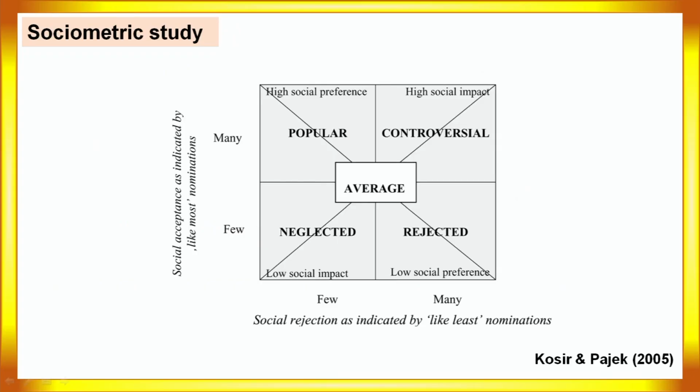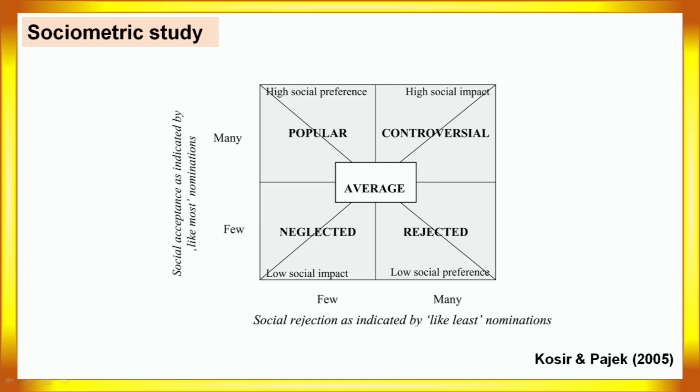In research you will find similar indices to measure different interaction patterns based on the sociometric choices. Here I present one of the studies which was carried out by Kosik and Pajek. That was basically the peer perceived popularity, studied by using the sociometric technique.